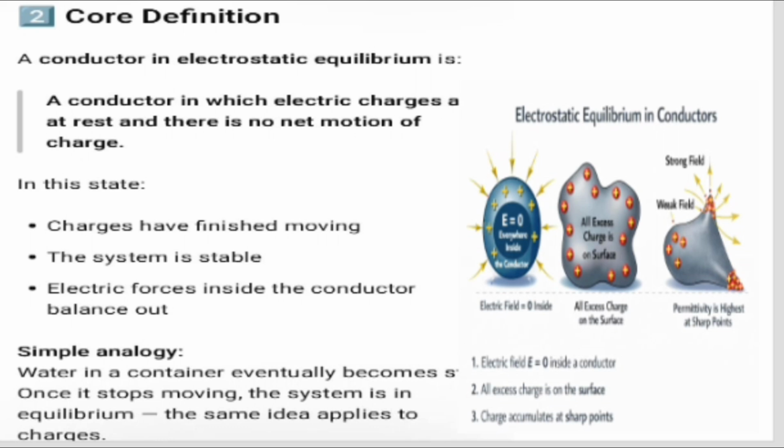For a conductor in electrostatic equilibrium, as you can see on the diagrams, the electric field is 0 inside the conductor. All excess charge is on the surface. Then the other one is charges accumulate at sharp points. So at sharp points, that's where charges accumulate, on the third diagram. That is what we are talking about when we are talking about a conductor in electrostatic equilibrium.